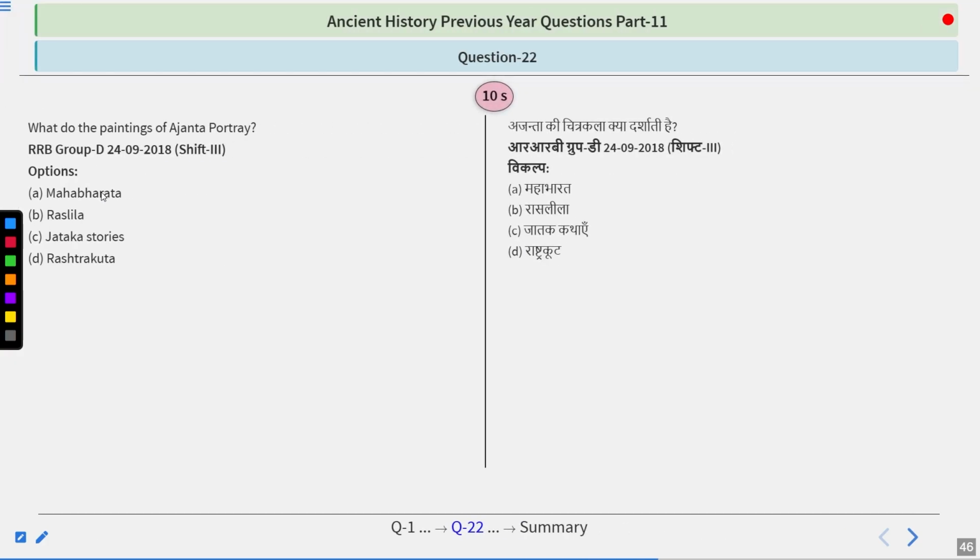What do the paintings of Ajanta portray? Mahabharat, Ras Leela, Jataka stories, Rashtrakutas. Take your time and try to answer.